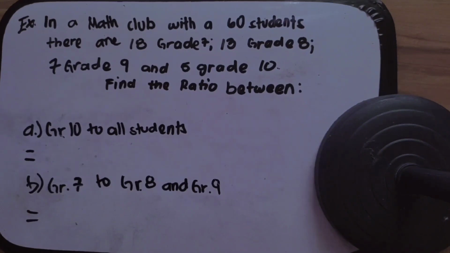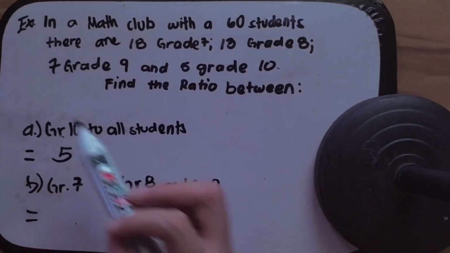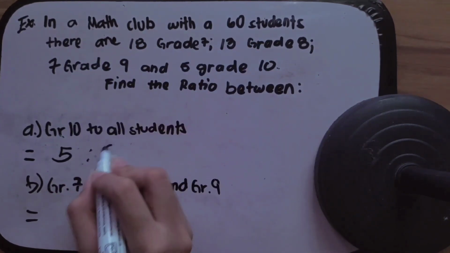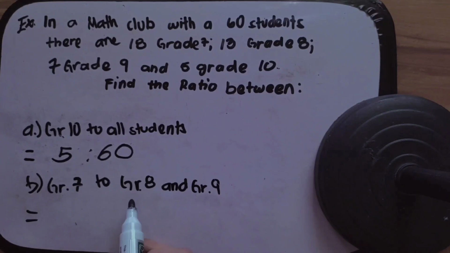And for our second example, in a math club with 60 students, there are 18 grade 7, 13 grade 8, 7 grade 9, and 5 grade 10. Find the ratio between letter A, grade 10 to all students, letter B, grade 7 to grade 8 and grade 9. So let's start with letter A. Grade 10 to all students. Grade 10, merong 5 students. To all students, ibig sabihin, total ng lahat ng students na meron sa math club, which is 60 students. 5 to 60.